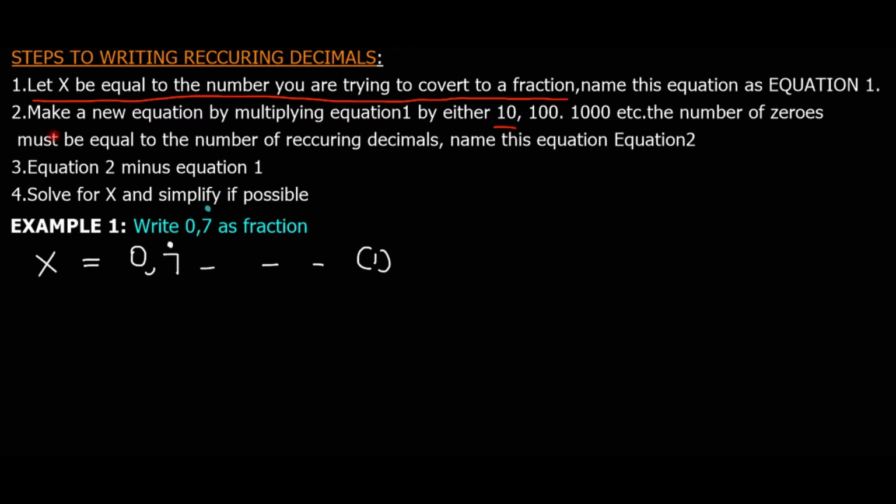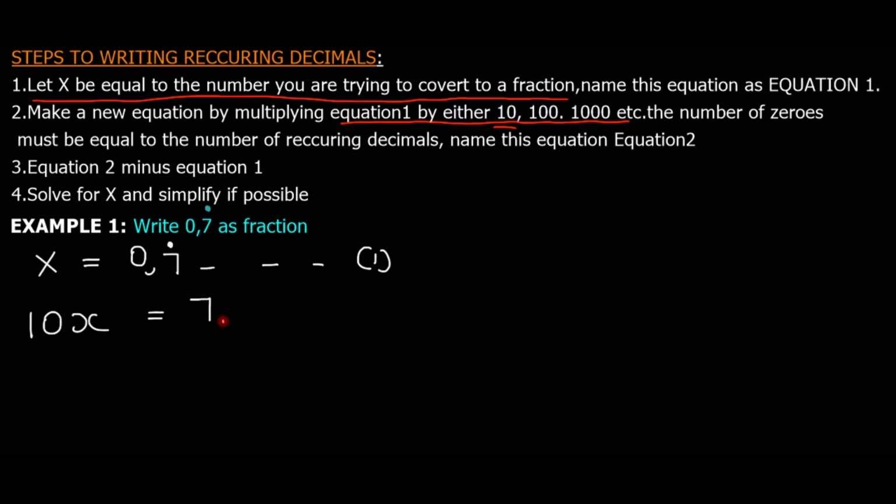So based on step number 2, we make a new equation by multiplying equation 1 by either 10, 100, 1000, etc. So this means we multiply this equation by 10 because after the decimal we have number 1. So here we multiply by 10, so we get 10 times x, which gives 10x, and then 10 times 0.7 recurring, which gives 7.